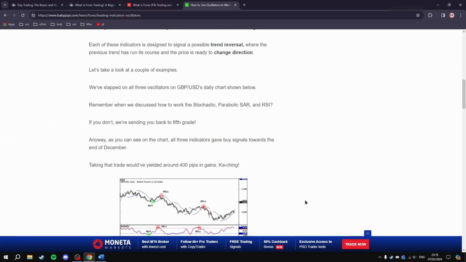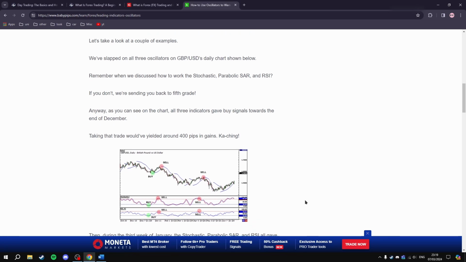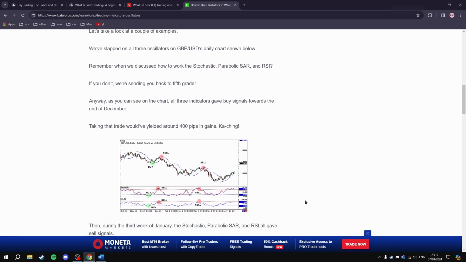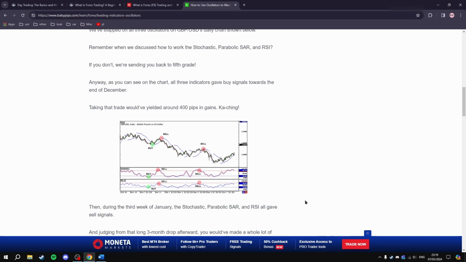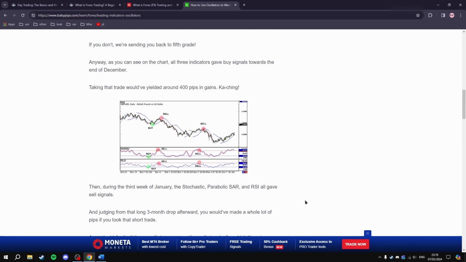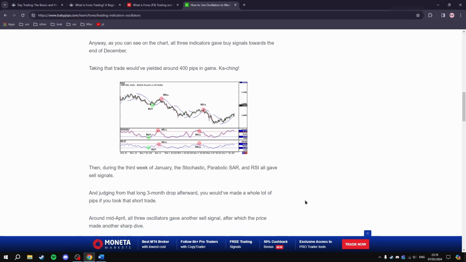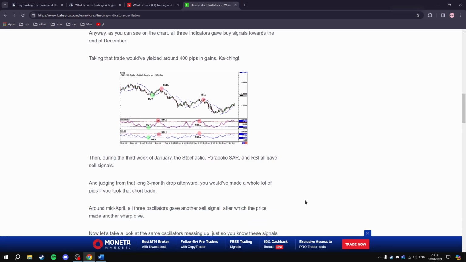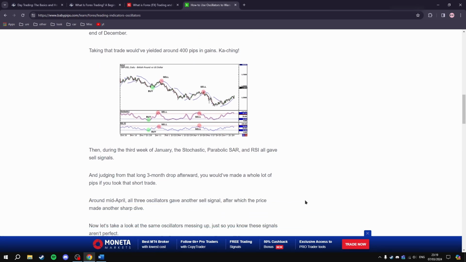Let's take a look at a couple of examples. We've slapped on all three oscillators on GBP/USD's daily chart shown below. Remember when we discussed how to work the stochastic, parabolic SAR and RSI? If you don't, we're sending you back to 5th grade. Anyways, as you can see on the chart, all three indicators gave buy signals towards the end of December. Taking that trade would have yielded around 400 pips in gains, ka-ching.